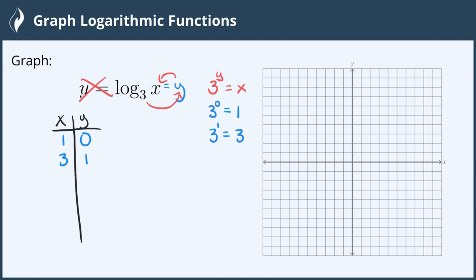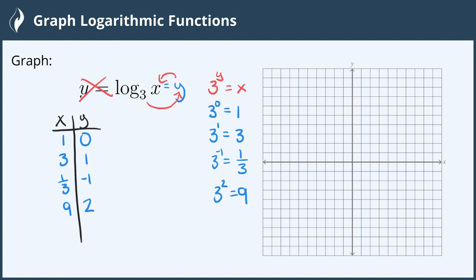If we try a negative number, 3 to the negative 1, we end up with 1/3. So if y is negative 1, we end up with a positive 1/3 for the x. Then let's go ahead and try a larger number. Let's try y as a 2. So we get 3 squared, which is 9. So we have 9 for the x and positive 2 for the y.